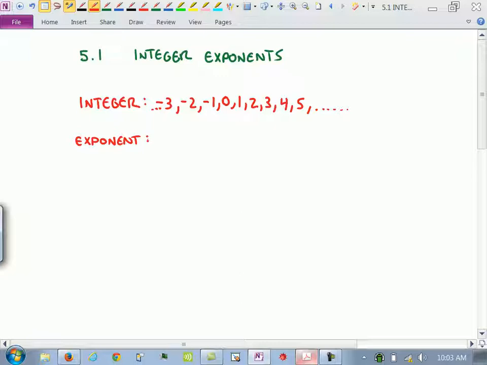Okay, it's the power that we put on something. So when we write something, the best way to talk about an exponent is to give you an example. If I write x and I put a 2 up here, this 2 right there is called the exponent. And then what do we call the thing on the bottom? Anyone know what that's called? It's called the base. Good. So you have the base and then the exponent.